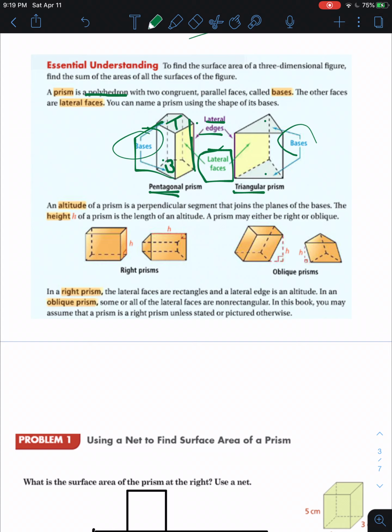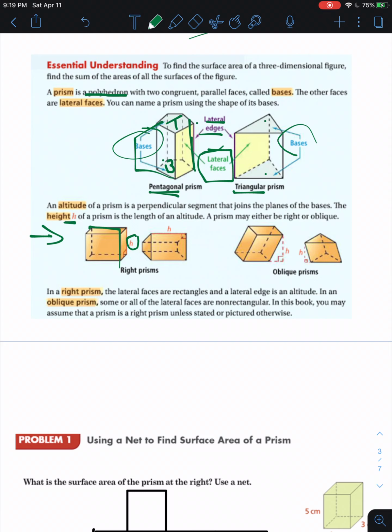All right, now, altitudes. An altitude of a prism is the perpendicular segment that joins the planes of the top to the bottom, okay, and that would be the height. So the altitude is the height.